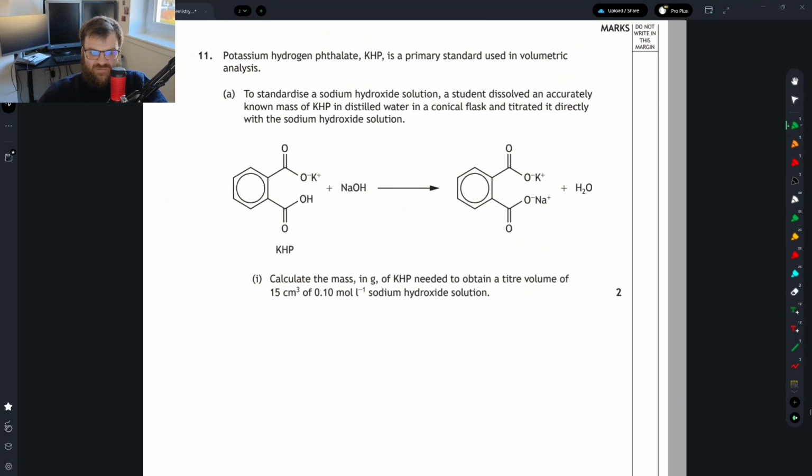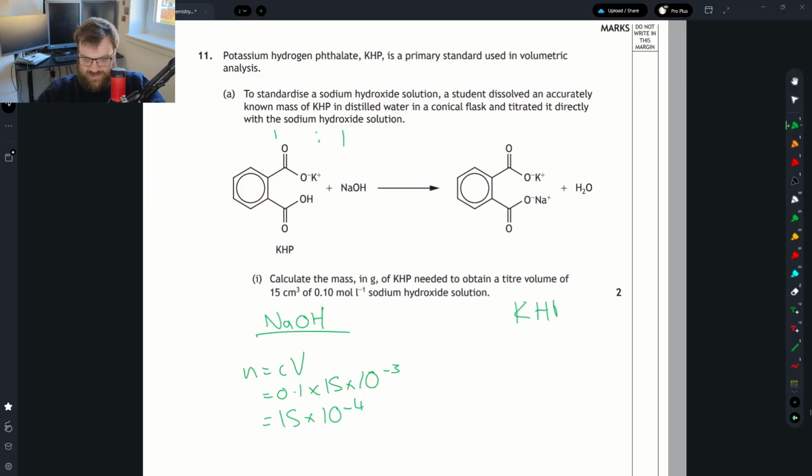Okay, moving on to number 11. Calculating the mass of this, we need to get this titre value, right? So for the NaOH, we have concentration and volume. So let's deal with that. First of all, 0.1 times 15 times 10 to the minus 3 to turn it into litres, which would be 15 times 10 to the minus 4. Now the ratio is 1 to 1 for our KHP. And if n equals that, then m equals n times GFM.